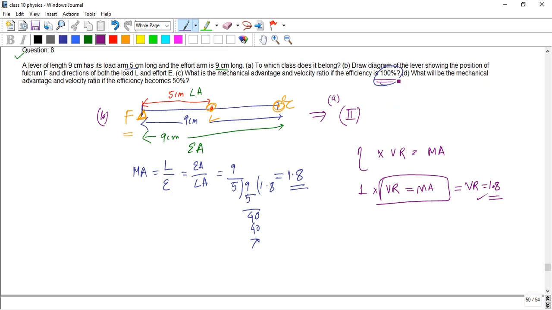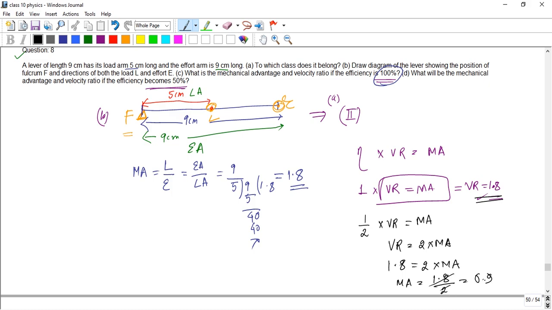Now the next question. What will be the mechanical advantage and velocity ratio if the efficiency becomes 50%? That's a tricky question. Efficiency of 50% means 1 by 2 times VR equals MA. So VR by 2 equals MA, so VR equals 2 times MA. If VR equals 1.8, then the mechanical advantage equals 1.8 by 2, that is 0.9. So the mechanical advantage is 0.9. That's answer number D. Very easy question.